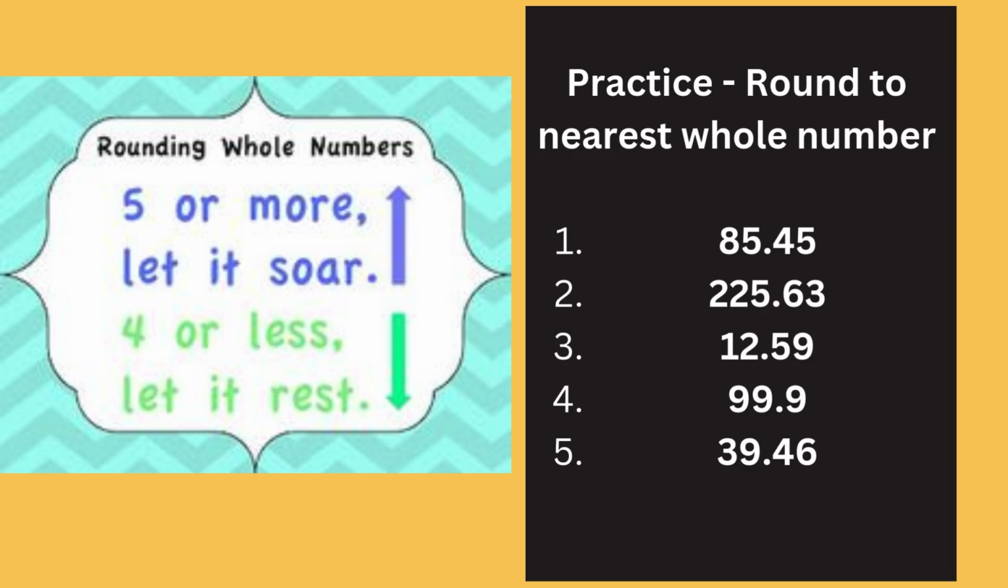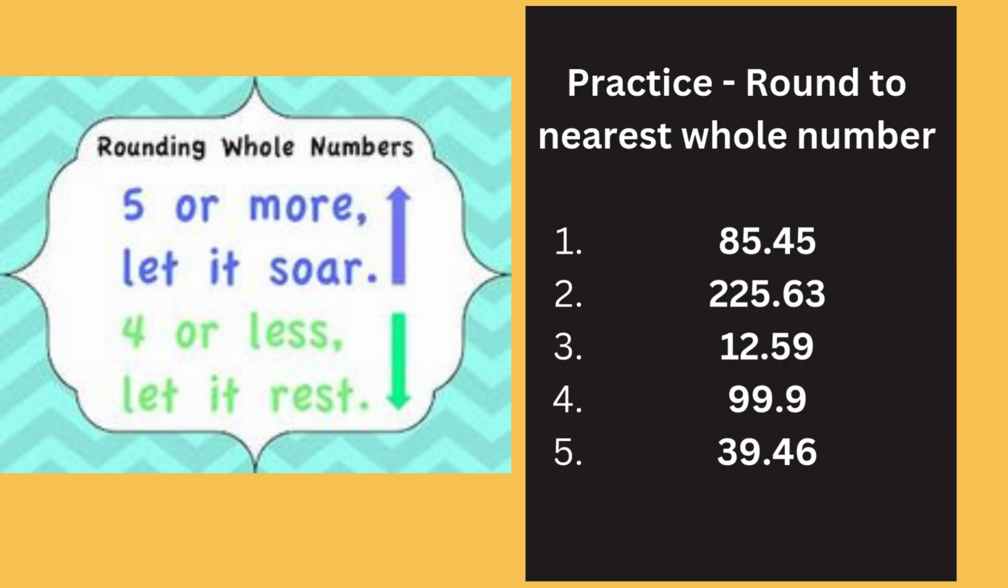Okay, rounding to the nearest whole number. So the whole number is anything to the left of the decimal point. So the first number is number 1. It's 85.45. So I'm looking at number 85. And what number's next to it, the first number, the tenths, is a 4. So that's less than 5. So I would just round that to 85.